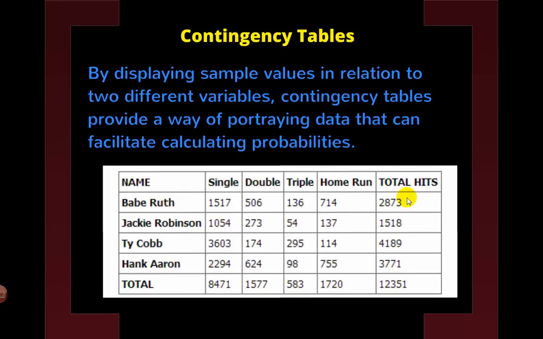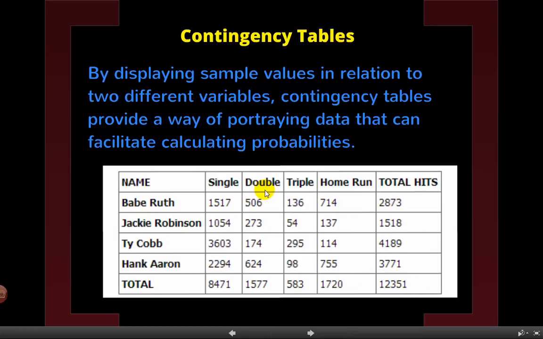And so what we did is we totaled here. We have how many hits each person has. We have how many types of hits there were total, and how many total hits there were. So if I want to find the probability of Jackie Robinson hitting a double, I take the number of doubles that he hit divided by the total hits that he had.